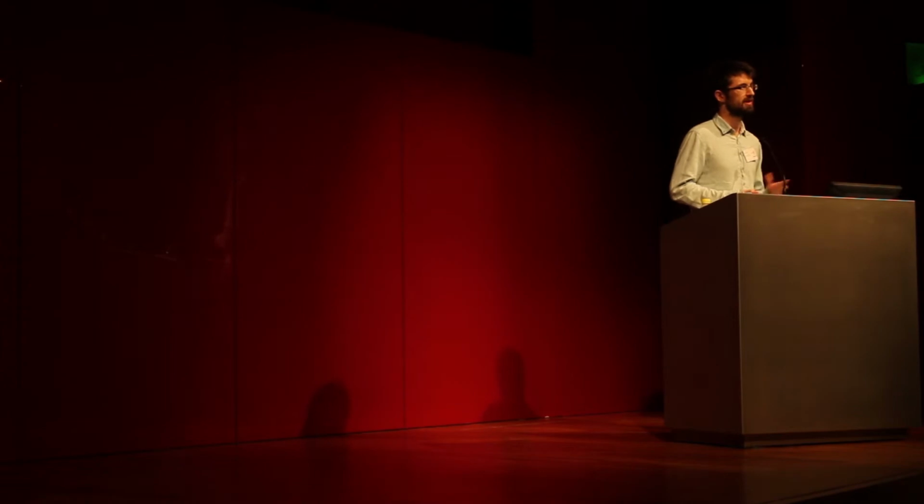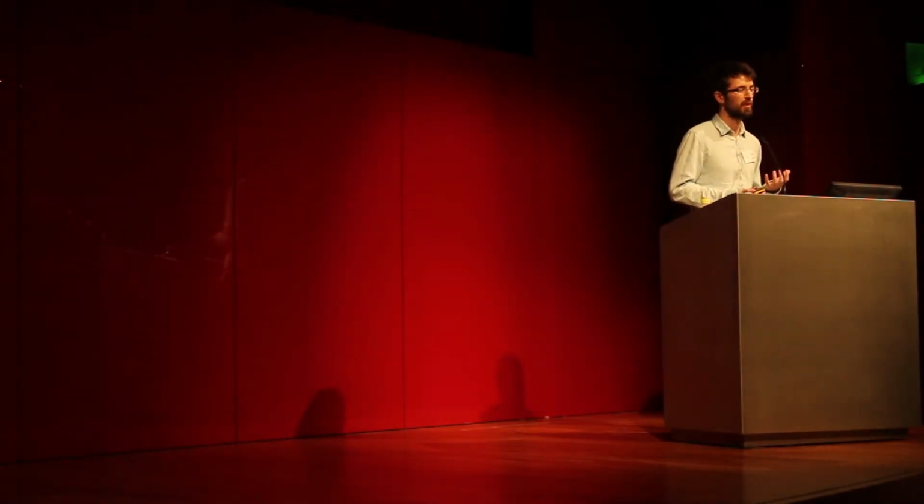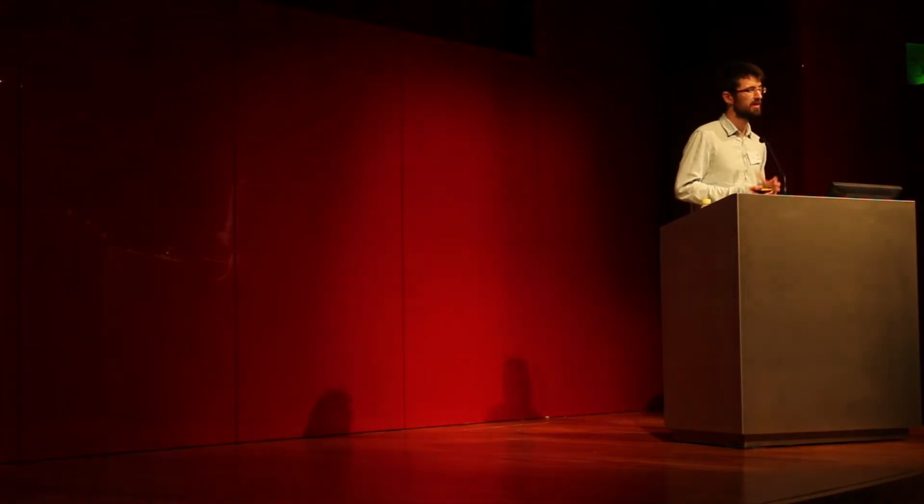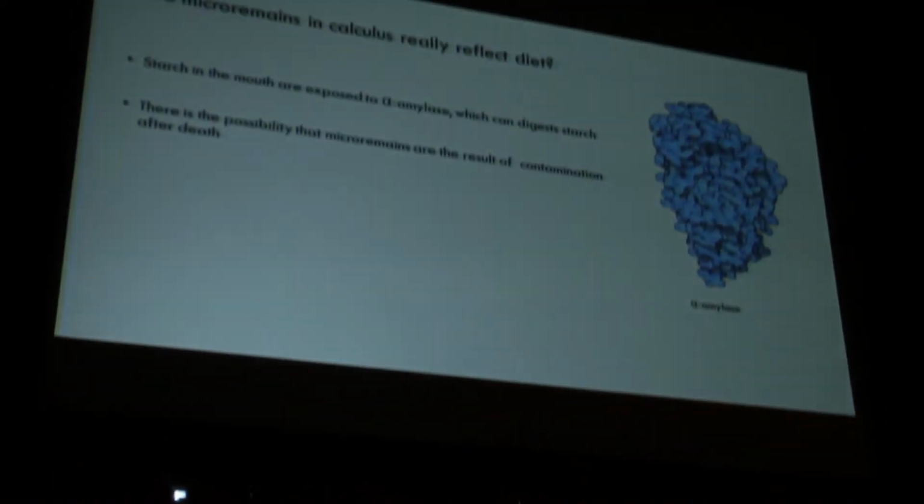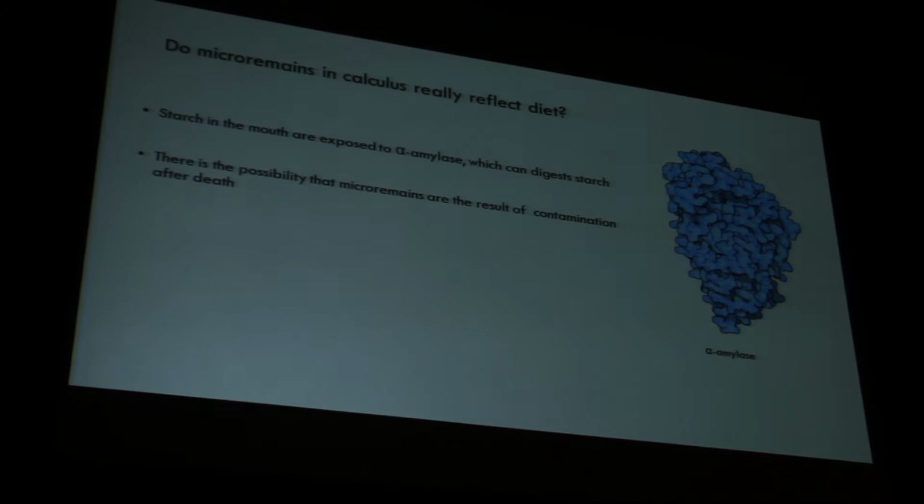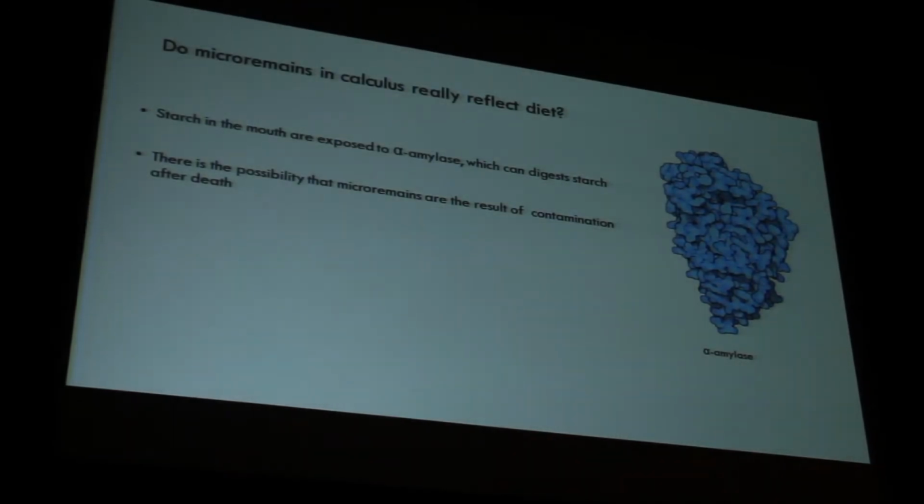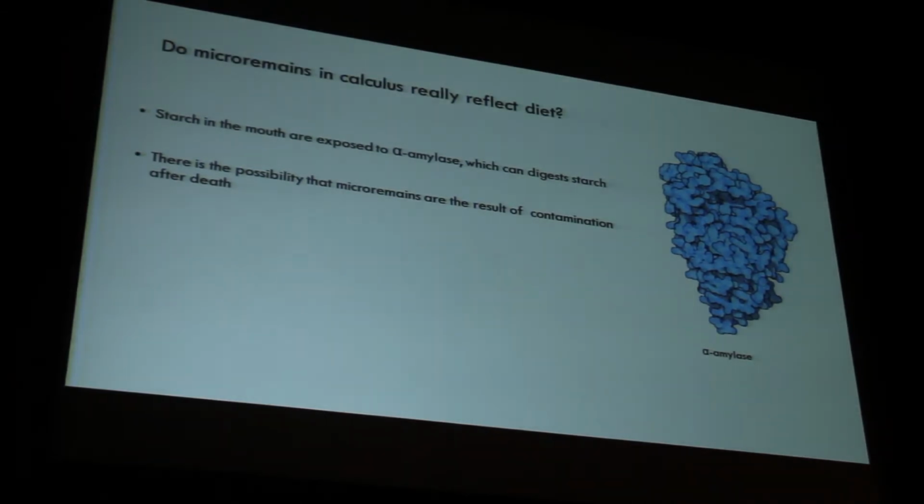If we take, for example, starch grains, starch grains are a very important part of dietary reconstruction because they're so common, because starch is such a big component of many human diets. But starch, once it enters the mouth, is immediately exposed to alpha amylase, which can digest starch and hydrolyze it in a very short period of time.